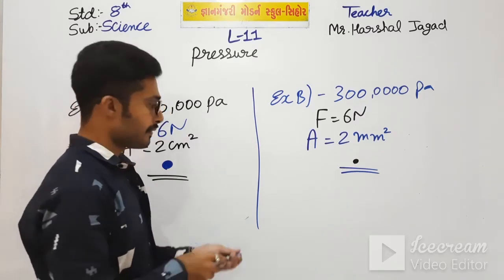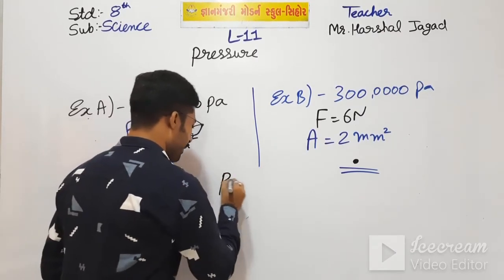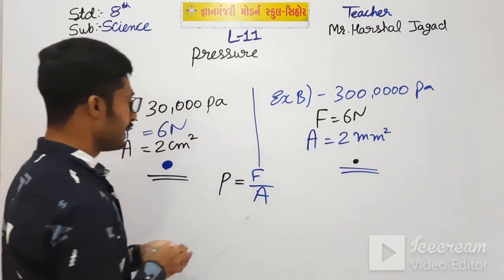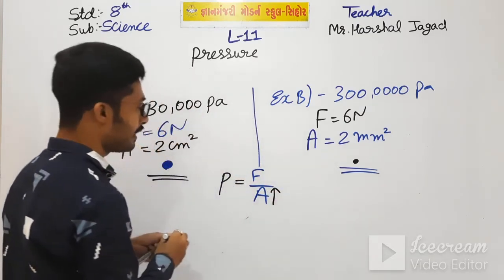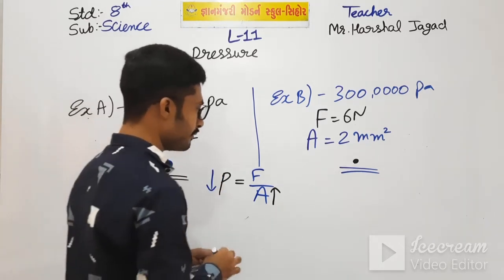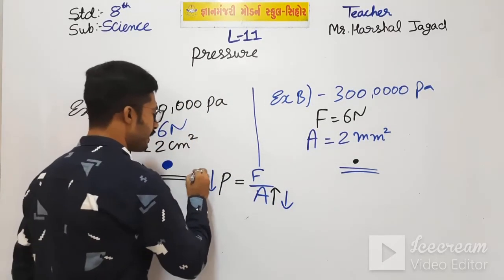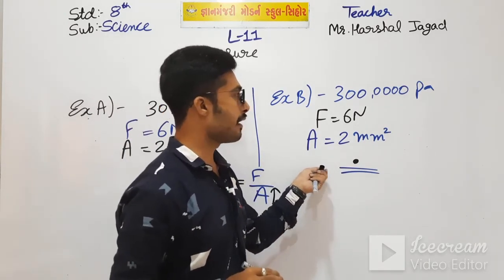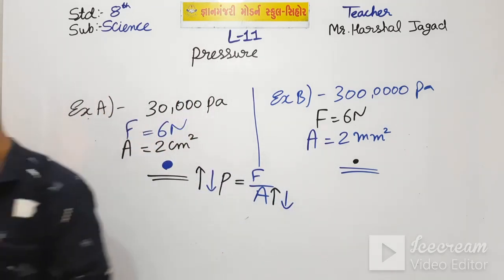I have told you according to this formula, P is equal to F upon A. Here the area is increasing, so the pressure value will decrease. Okay students, and here the area is decreasing, so the pressure value will increase. So due to the smaller area, here we get the higher pressure. Okay students, so let's read.